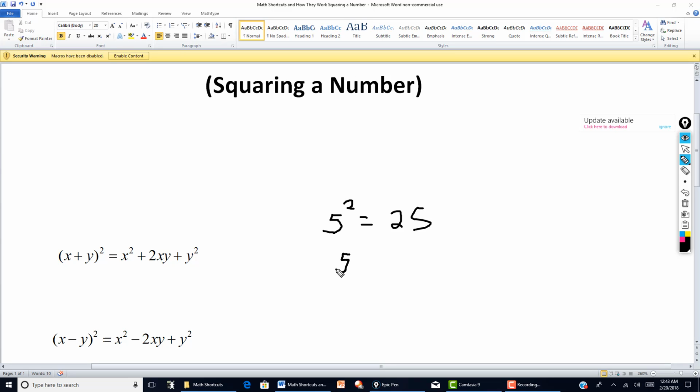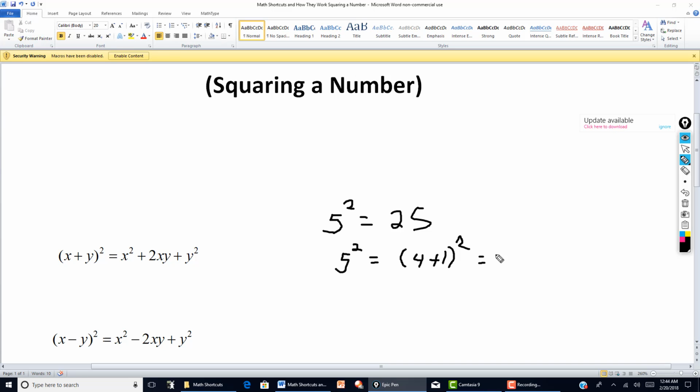Okay, but I'm going to use the formula, and again, you wouldn't do this. If you're going to square 5, you just do it. You wouldn't use this formula, but just to show you how it works, 5 squared can be written as (4 plus 1) squared. Okay, so now I have it like the first one. So according to that first formula, I would square the first term. 4 is x, and the 1 represents y.